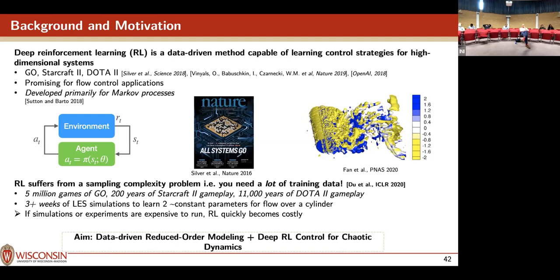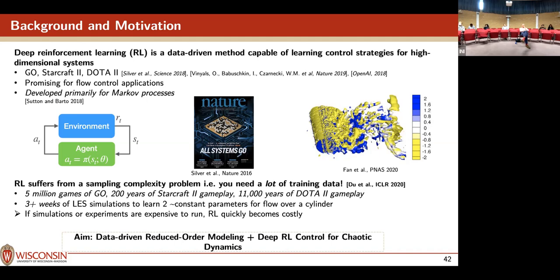Reinforcement learning has gotten a lot of press in basically developing algorithms that can beat humans at chess or Go. There's some flow control work in this area. And so we're going to apply a reinforcement learning control approach to try to reduce the analog of drag in the Kuramoto-Sivashinsky equation.